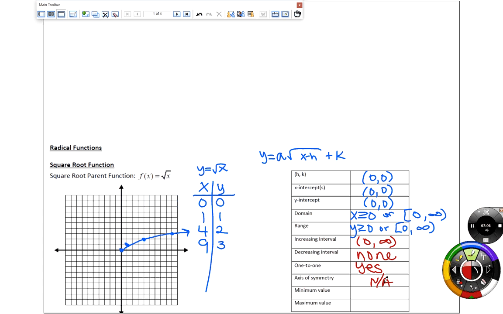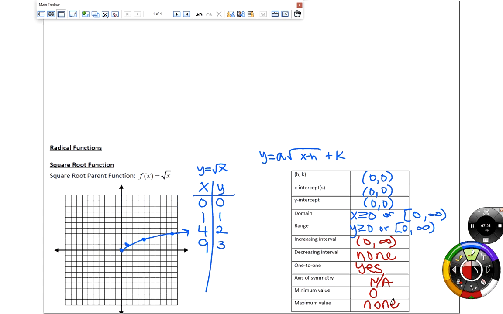Minimum value, 0. So you can see by the range, all the y values were greater than or equal to 0, so 0 was the absolute minimum value that you reached. What about the maximum value? None. Is this okay for the idea of how our square root function is?